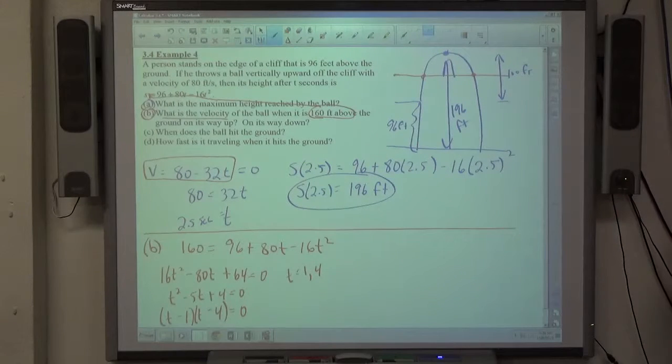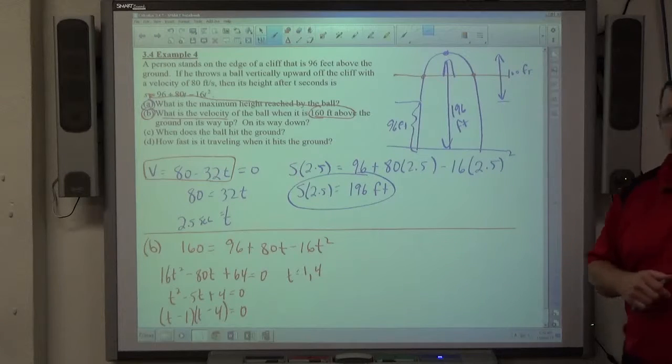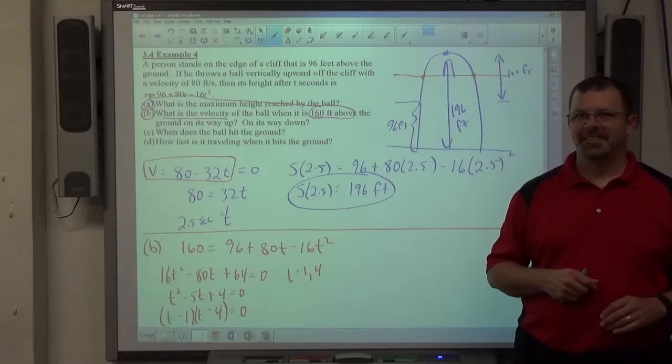Now, can anybody give me a guess as to which one is the time on the way up and which one's the time on the way down? Can you give me a good reason why? There's an obvious answer to this, and there's a good reason why the obvious answer is what it is. One of those is on the way up, one's on the way down. Which one do we think is which? 4 is on the way down, yeah. All right, and why do you think that, Chris? Because it's a longer time.